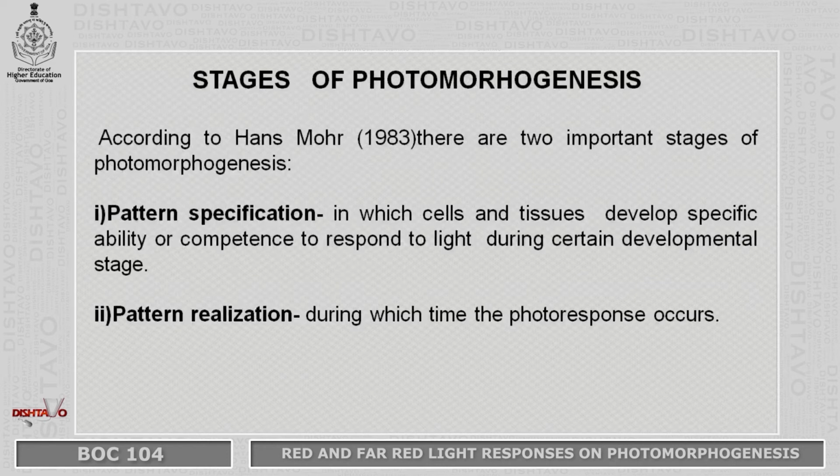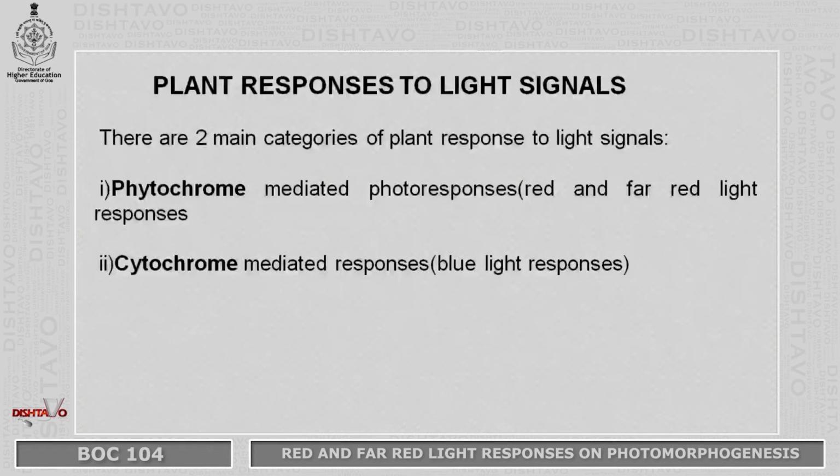What are the stages of photomorphogenesis? According to Hans Mohr, 1983, there are two important stages of photomorphogenesis. 1. Pattern specification, and 2. Pattern realization. What is pattern specification? Here cells and tissues develop specific ability or competence to respond to light during certain developmental stage. And pattern realization, during which time the photoresponse occurs.